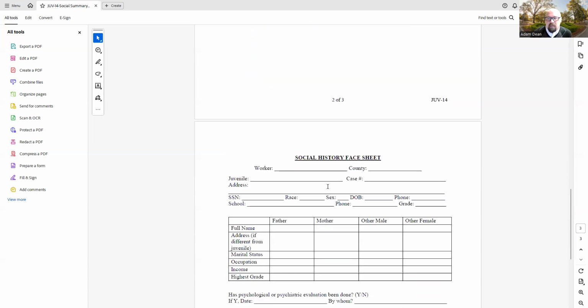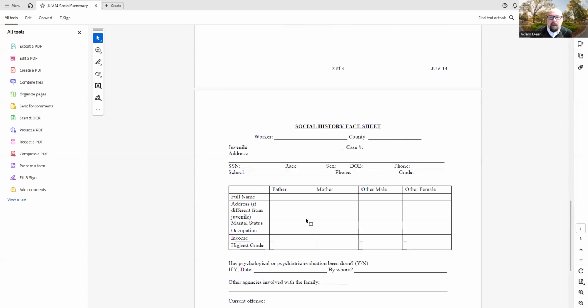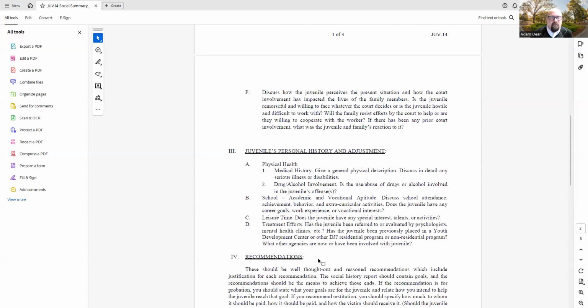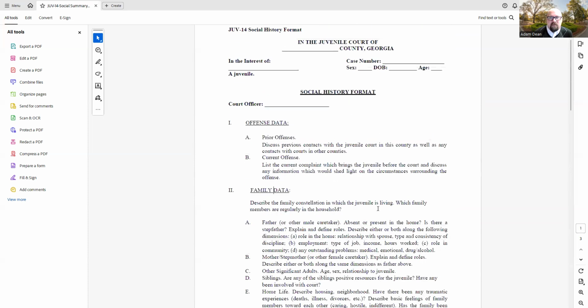Make sure you take a look at this. This is a face sheet. Essentially, this is what we would use just to fill out as we're going along to take notes on. But really, the bulk of information in your paragraphs is going to be from the first two sections of the formatting. Let me stop sharing.